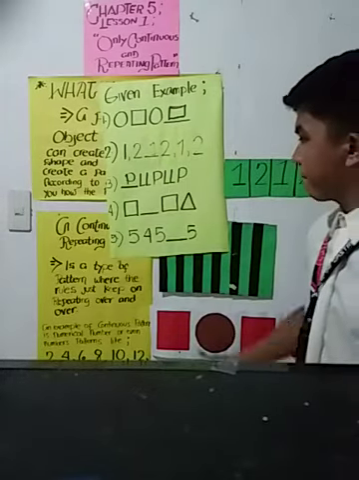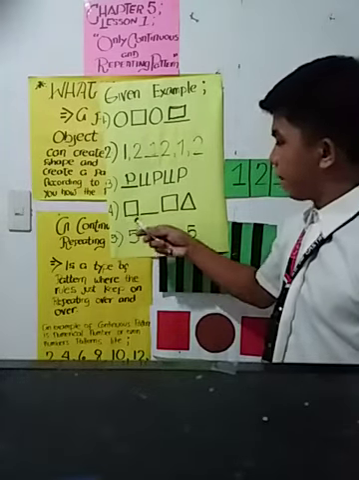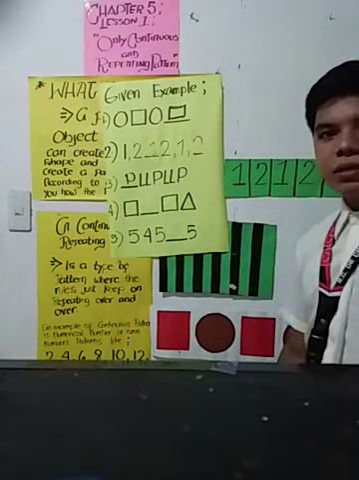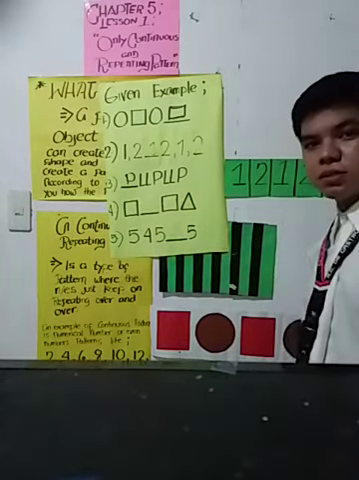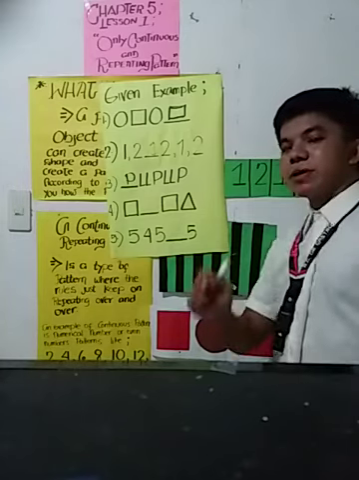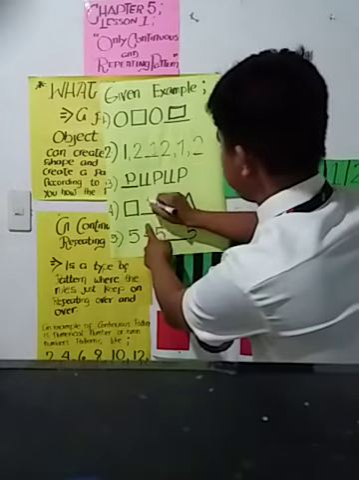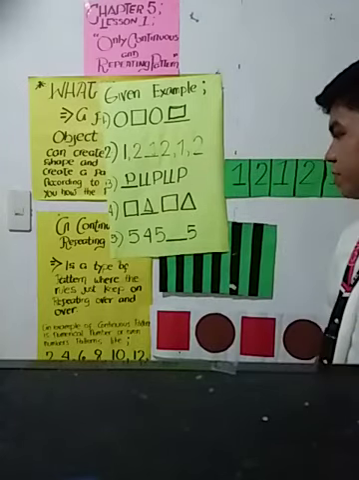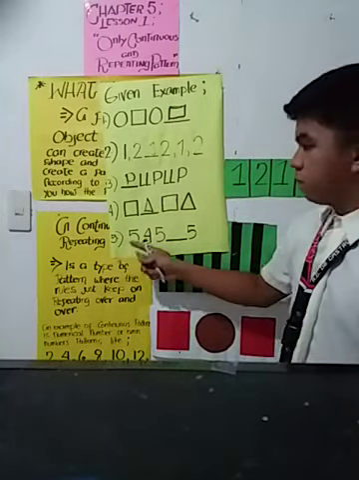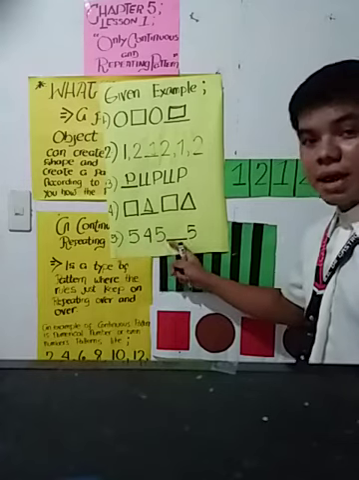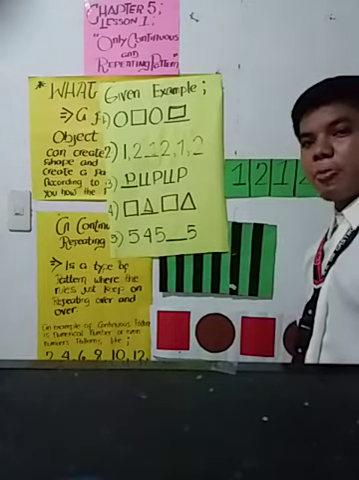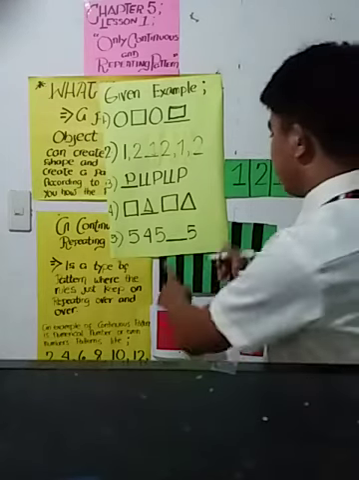Number 4: square, blank, square, triangle. What is the missing shape? That's right, triangle. And the last, number 5: 5, 4, 5, blank, 5. What is the missing number? That's right, 4.